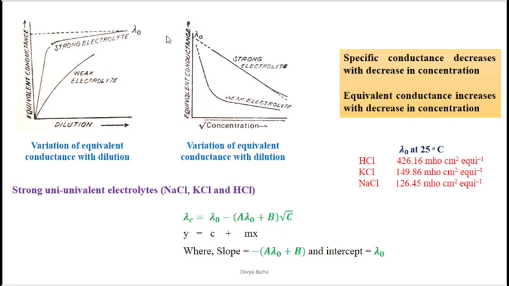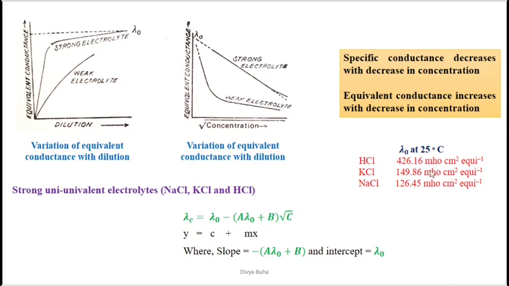So lambda 0 is the equivalent conductance at zero concentration, or you can say infinite dilution. So when you keep on diluting the electrolyte, the conductance would remain the same, and that would be lambda 0. That is considered to be a limiting value, and this limiting value is referred to as equivalent conductance at zero concentration or infinite dilution, and that is denoted by lambda 0. So lambda 0 at a particular temperature would be specific for a specific electrolyte.